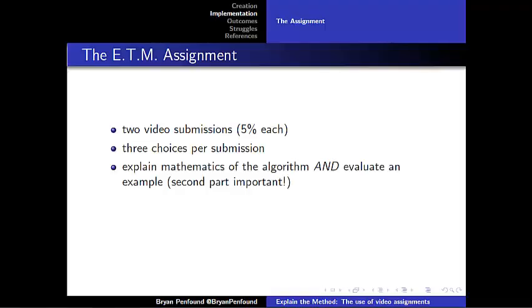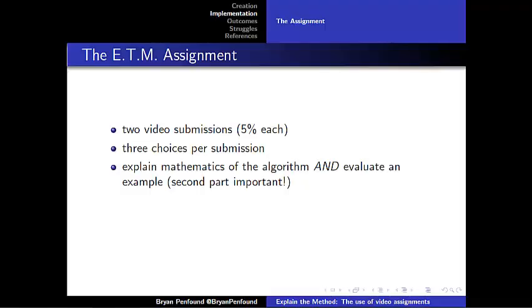The core essence of the assignment was to take an algorithm and explain the mathematics behind the algorithm, as well as evaluate an example that goes hand in hand with the algorithm. It seems as though the second part might not be that important, but actually it was quite important. For example, one of the Explain the Method choices was to explain why a negative number times a negative number is a positive number, and then to evaluate a multiplication of 2 negative numbers.